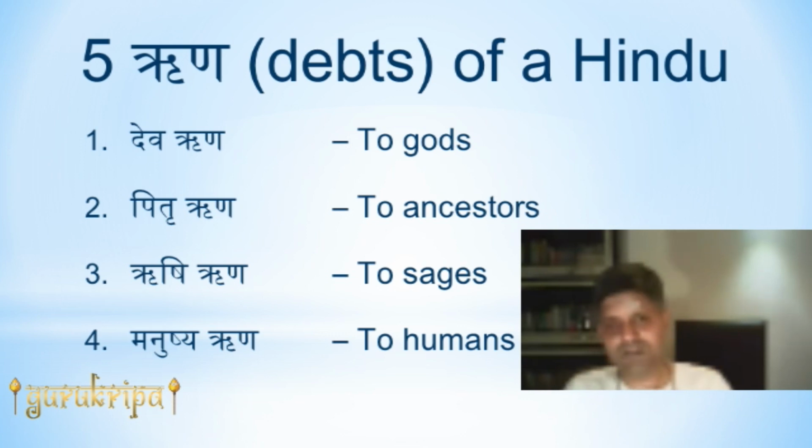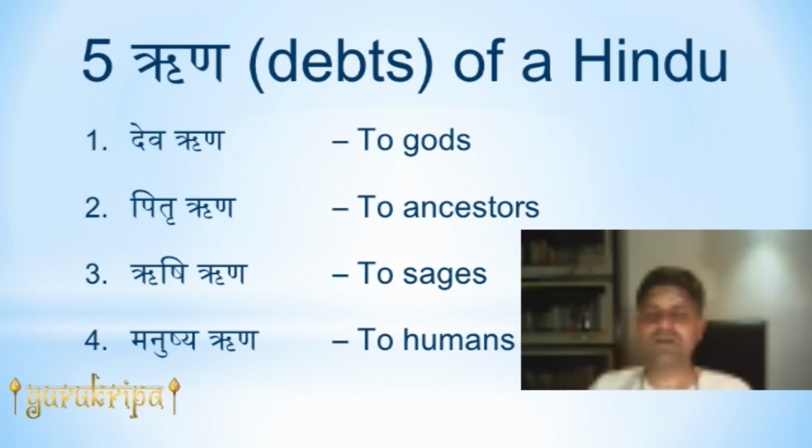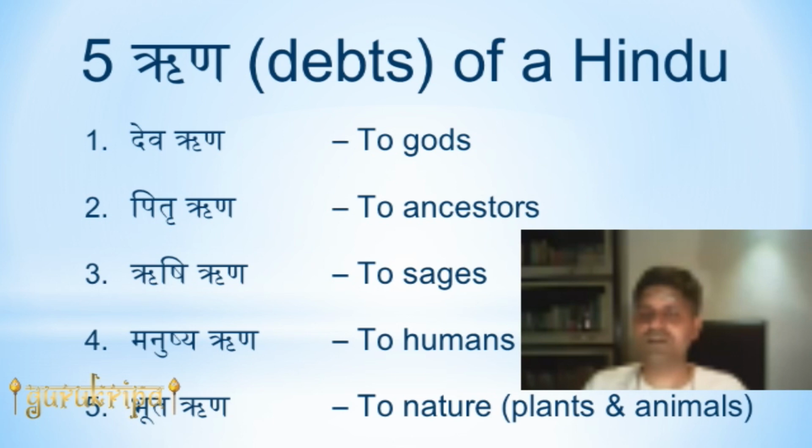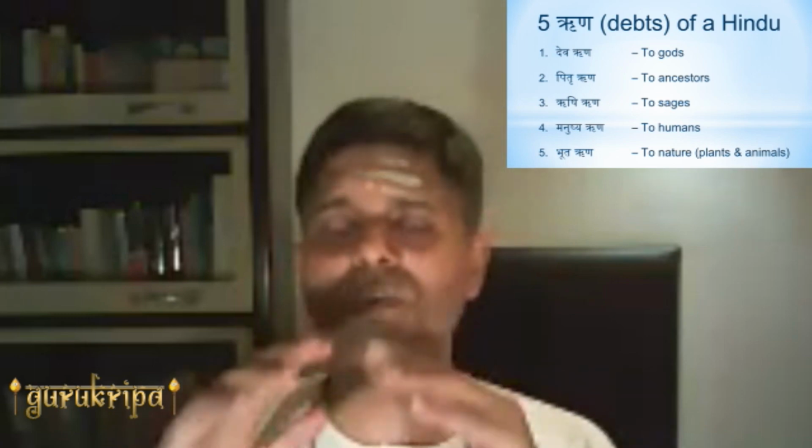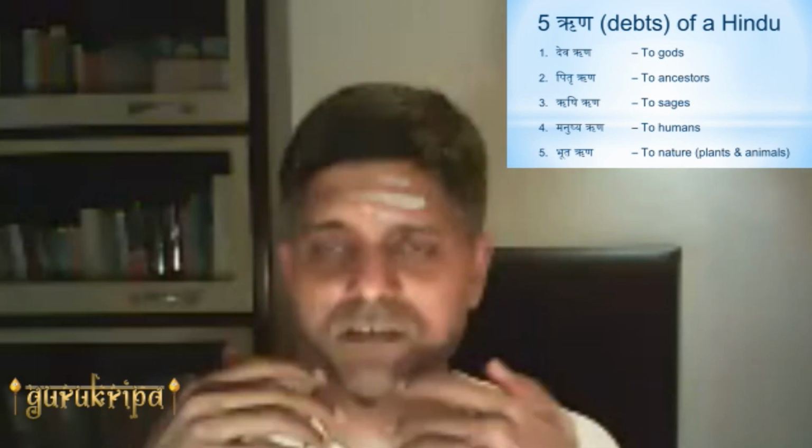And then lastly, it is the rina to the bhuta, the nature, the plants and the animals. The earthworm helps, the ants help, the crow helps, the cow helps, the trees help. Each and every one of them we owe a debt to. Therefore, it is said right from the day that you are born that you are indebted. Therefore, your life must be one of just giving.